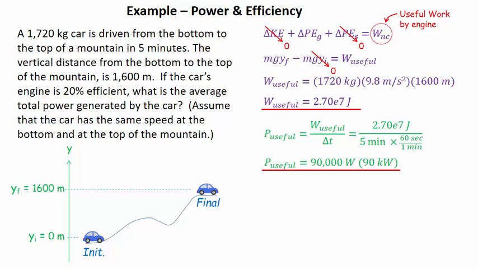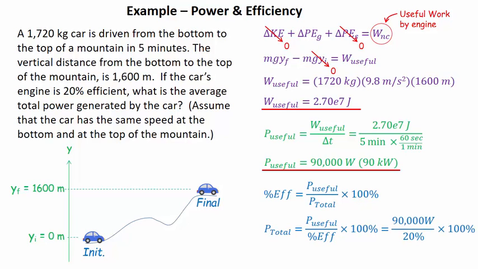And now that we have the useful power, we can use the efficiency to calculate what the total power is. So the percent efficiency is the useful power divided by the total power times 100%. We can solve this for the total power, and then plugging in values, we find that the total power is 450,000 watts, or again, we can make that kilowatts, 450 kilowatts. All right, so that's the end of that example problem.